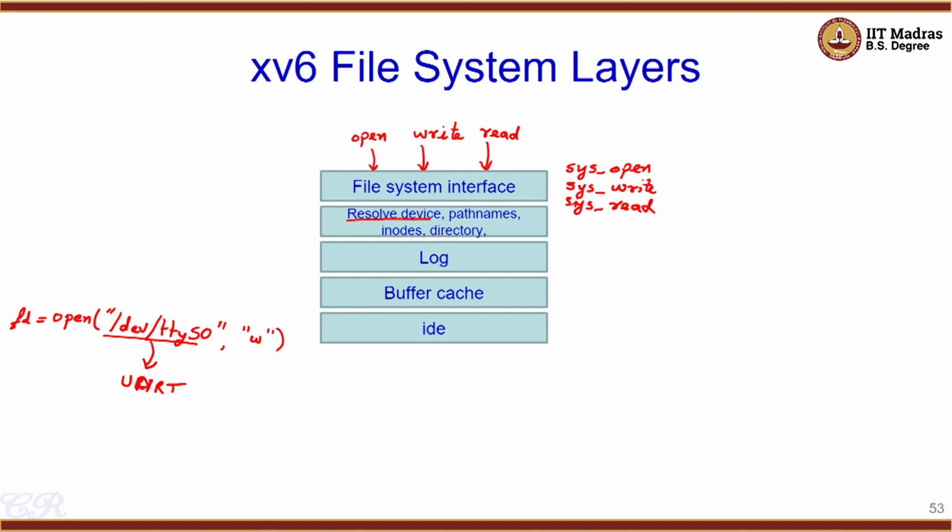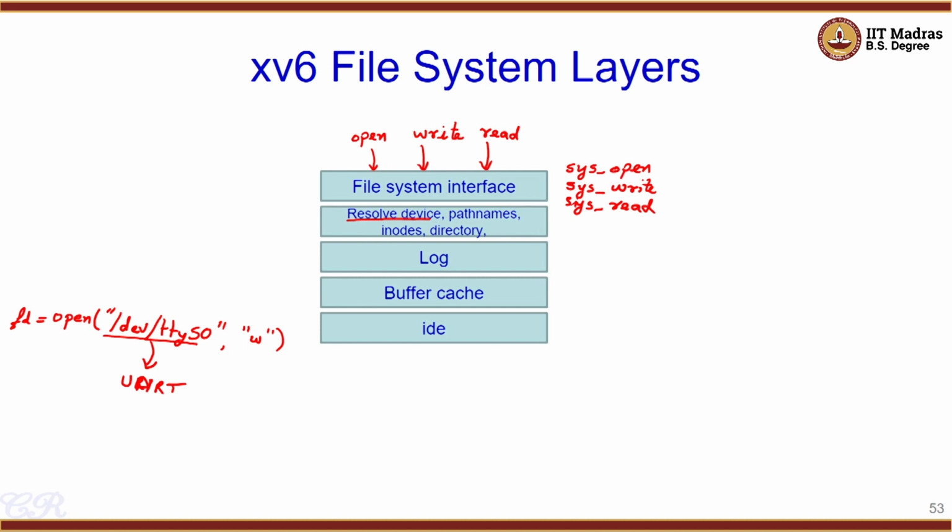At this particular layer, with the help of some specific numbering of the devices called the major and minor numbering, the target device would be resolved. So, the OS would determine whether this particular data which has been written or read should be targeted to, say, a particular peripheral like the UART or the USB or for instance the hard disk.